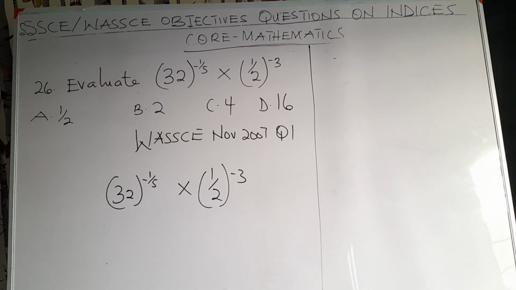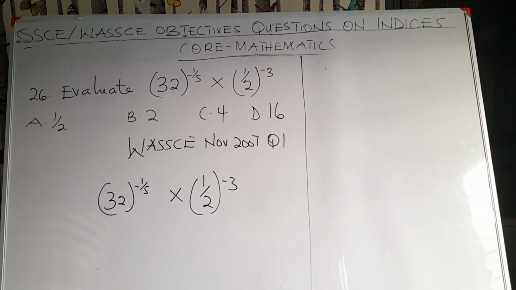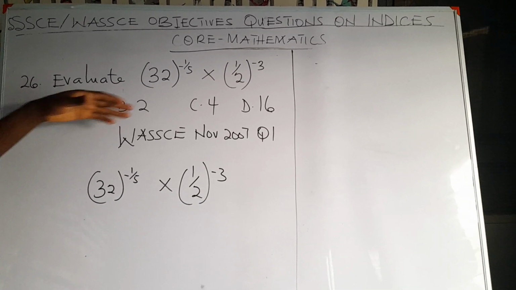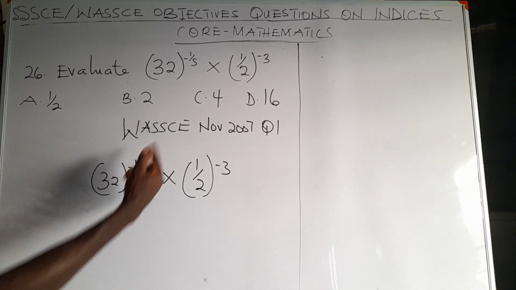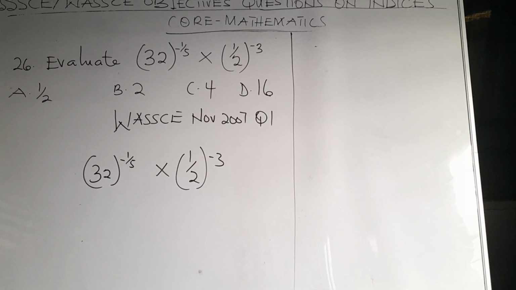For our next question, we shall evaluate 32 exponent negative 1/5 times half exponent negative 3. The possible answers are given. Please solve and select the correct one and compare with mine. This is WASSCE NOVDEC 2007 question number 1, objective question number 1.